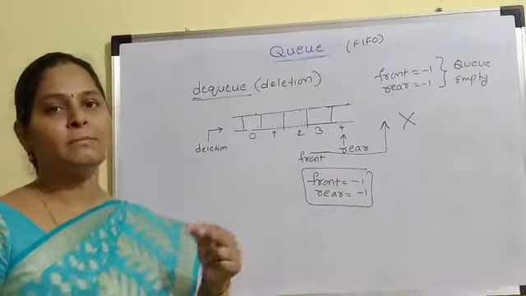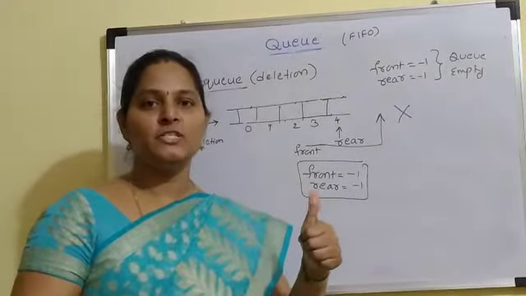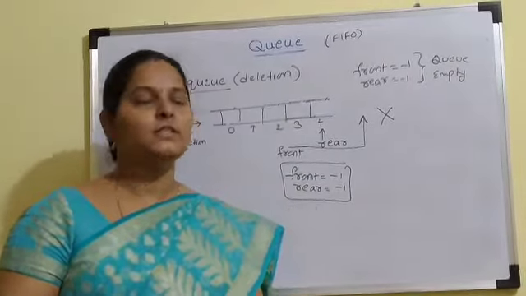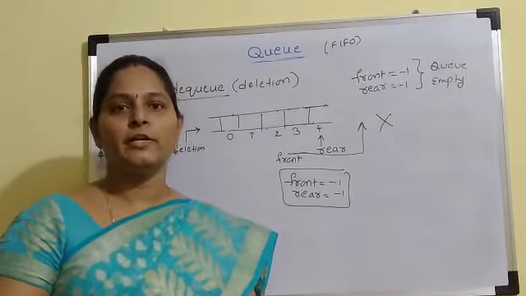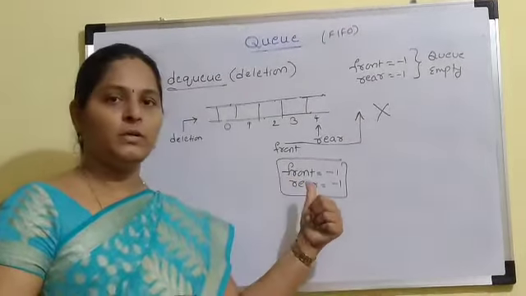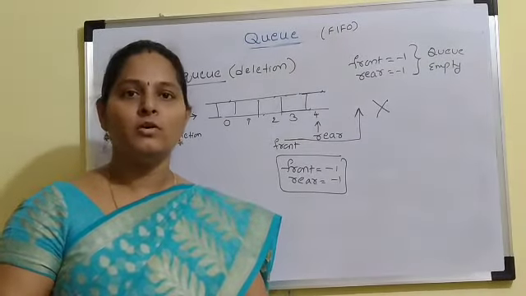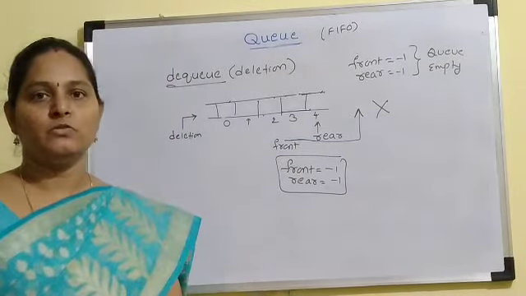Coming to the implementation part, we can implement a queue in two ways. One is by using arrays and another one is by using a linked list or pointers. So this is the overall discussion about queues. In the next video, I'll explain how to write the code for NQ, DQ and display functions. This is all about queues. So in the next video, I will come with the operations of queues.